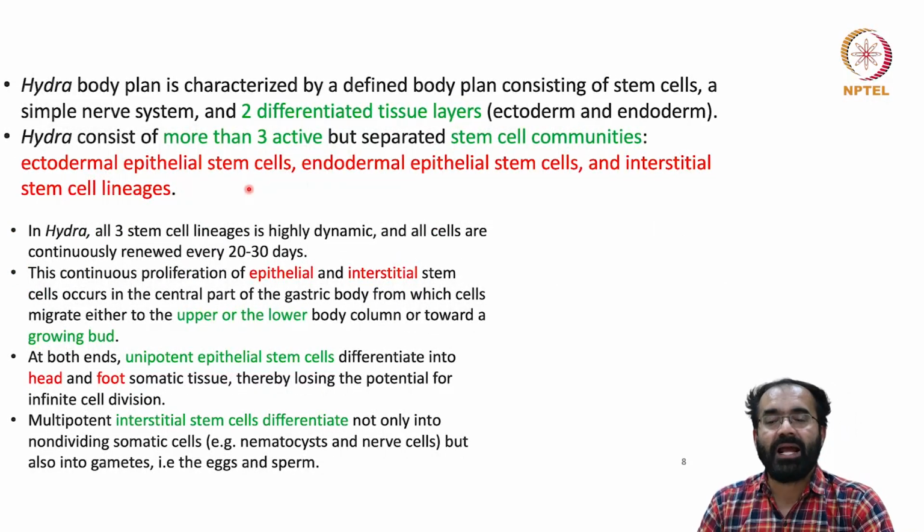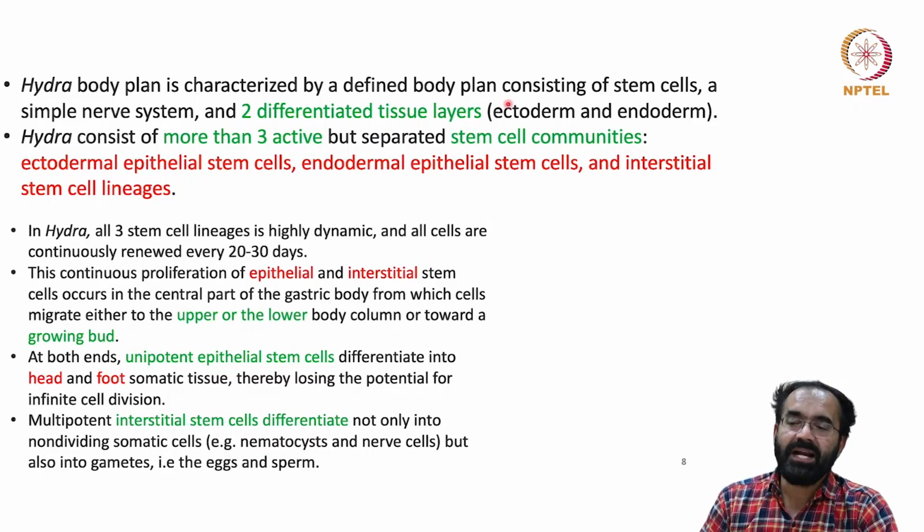So the Hydra body plan is characterized by a defined body plan consisting of stem cells, a simple nervous system, and 2 differentiated tissue layers, that is ectoderm and endoderm, and in the middle you have a mesoglea, and also gametes, nerve cells, nematocytes, etc. So the Hydra consists of 3 active but separated stem cell communities: the ectodermal epithelial stem cells, endodermal epithelial stem cells, and interstitial stem cell lineage. So these are the main stem cell lineages.